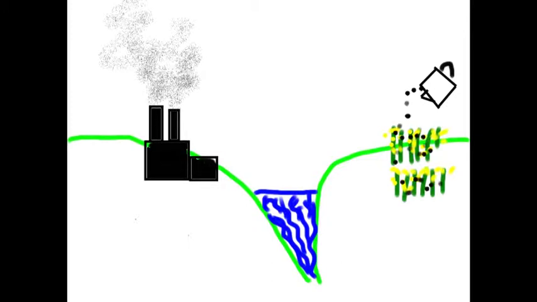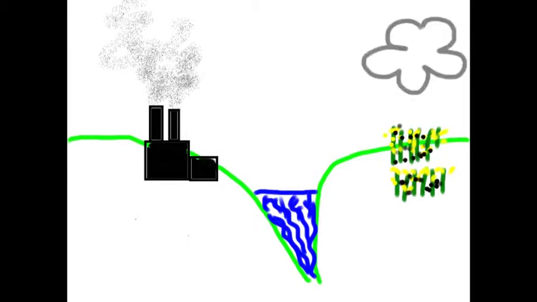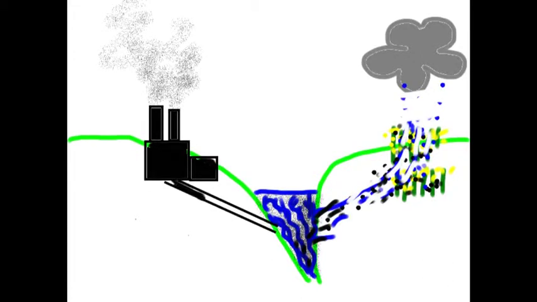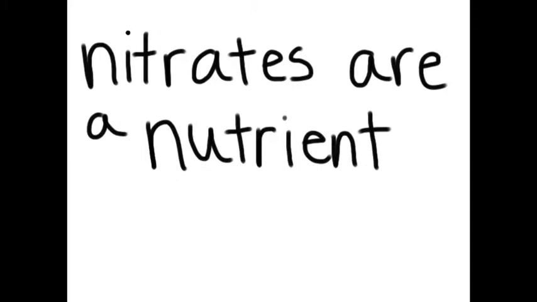When fertilizer containing nitrates is applied to plants and a rainstorm comes, nitrates go directly into rivers, lakes, and the ocean. Nitrates can also come from factories and industrial waste, sewage treatment, and concentrated feedlots.